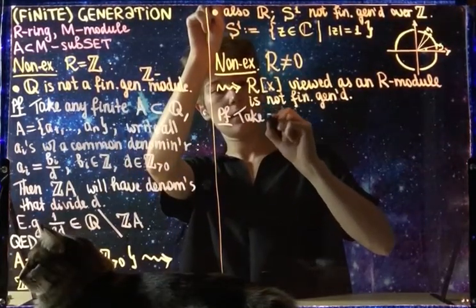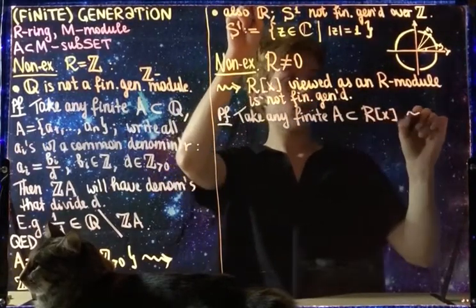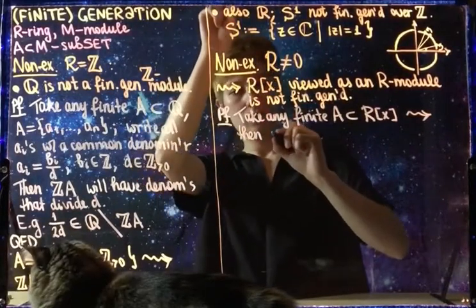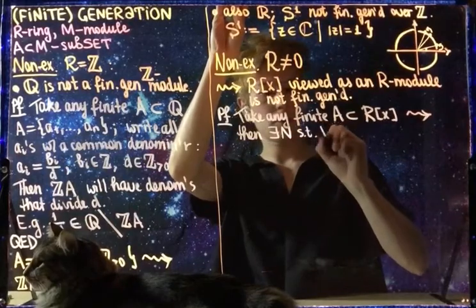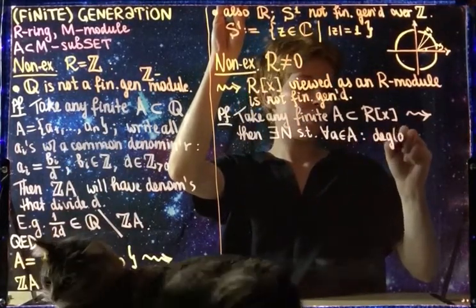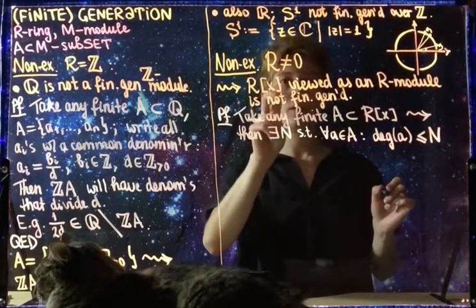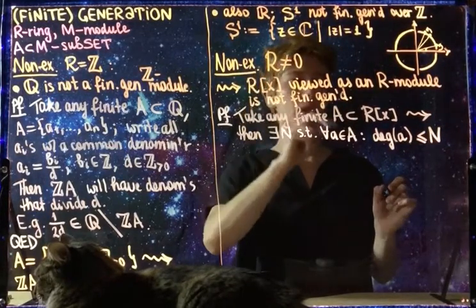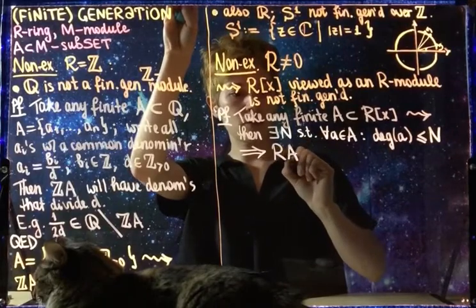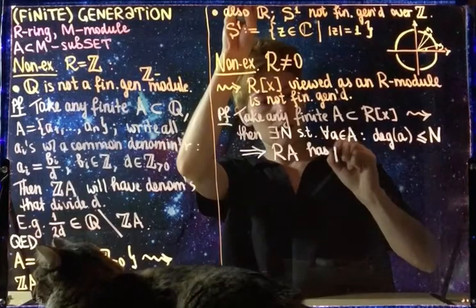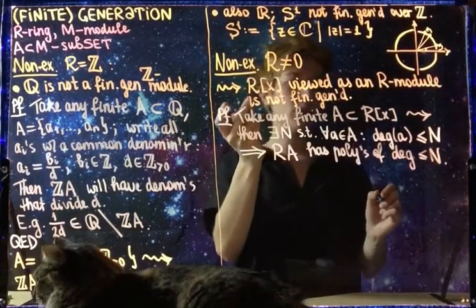So take any finite A inside R[x]. But then, because we only have a finite number of polynomials, we can bound their degrees. So there exists n such that for every a in A, the degree of a, viewed as a polynomial, is at most n. And we are only allowed to multiply polynomials by scalars, which does not change the degree, or even worse, it can decrease the degree. So the submodule generated by A has polynomials of degrees at most n, but R[x] contains polynomials of arbitrarily large degree.